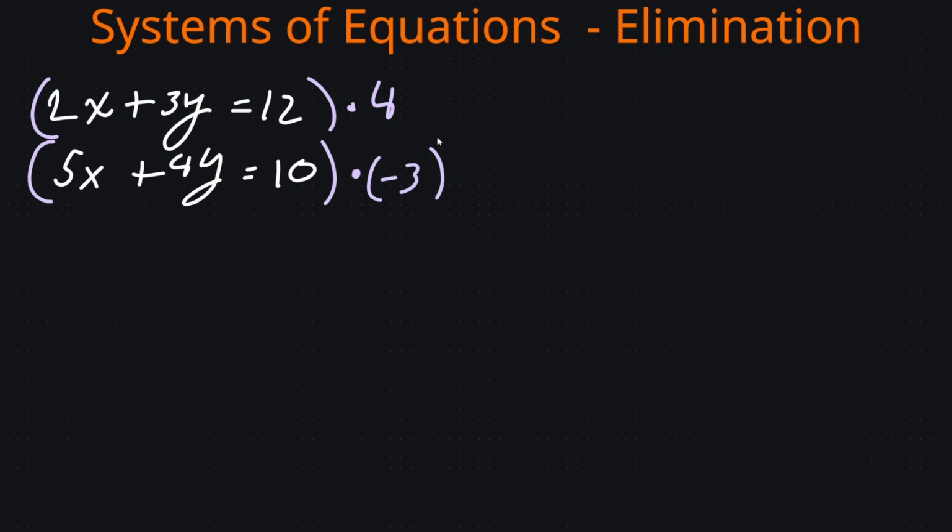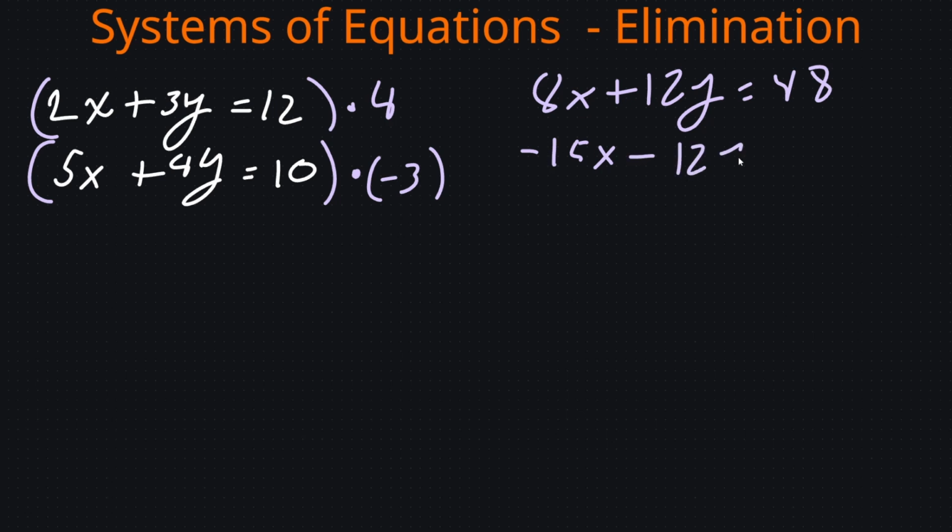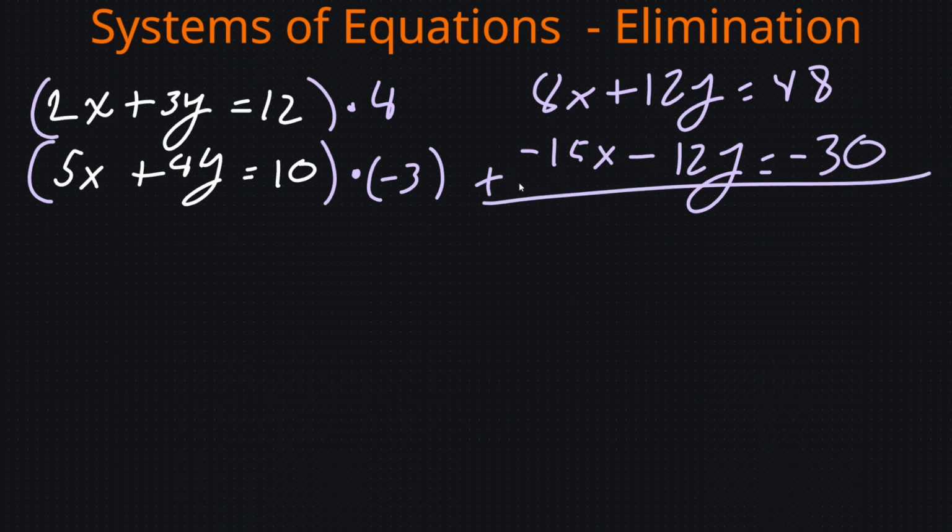So let's follow through and see what happens. The result of this is that we get 8x plus 12y is equal to, and don't forget to multiply on the other side of the equal sign as well, 48. For the second equation, I get a negative 15x because of that negative 3, minus a 12y is equal to a negative 30. Now things are lined up nicely for the y's to go away. So I simply add them together.